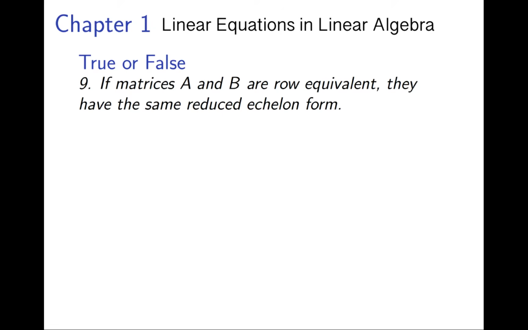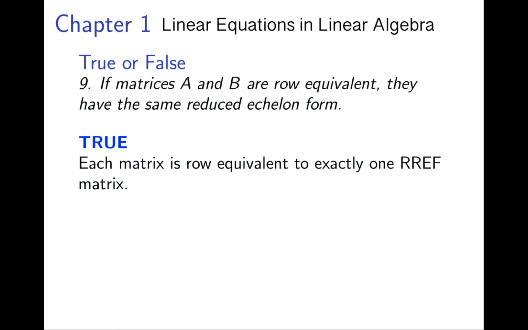Number 9. If matrices A and B are row equivalent, they have the same reduced echelon form. And that, of course, is true. Each matrix is row equivalent to exactly one reduced row echelon form matrix. So let's say A was row equivalent to U and B was row equivalent to V. Well, since A and B are row equivalent to each other, that would tell us that A is row equivalent to V and B is row equivalent to U. So U and V would be the same. It could be a good exercise to write this out as a proof.